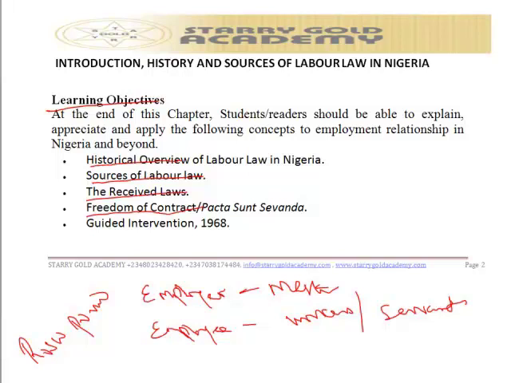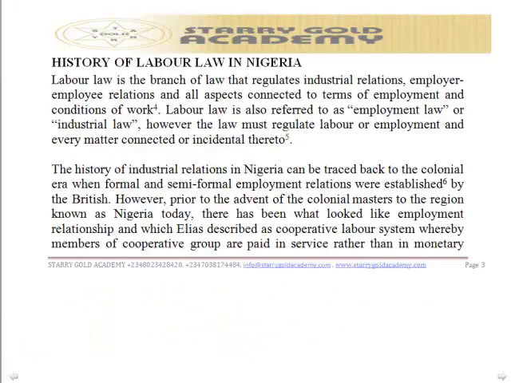Labor law, we are saying here, actually regulates labor relationships in every economy. And when we are talking of the history of labor law in Nigeria, labor law is the branch of law that regulates industrial relations, employer-employee relations, and all aspects connected to terms of employment and conditions of work.